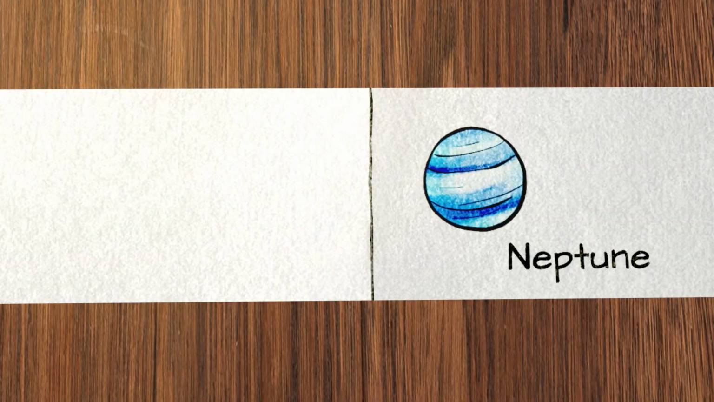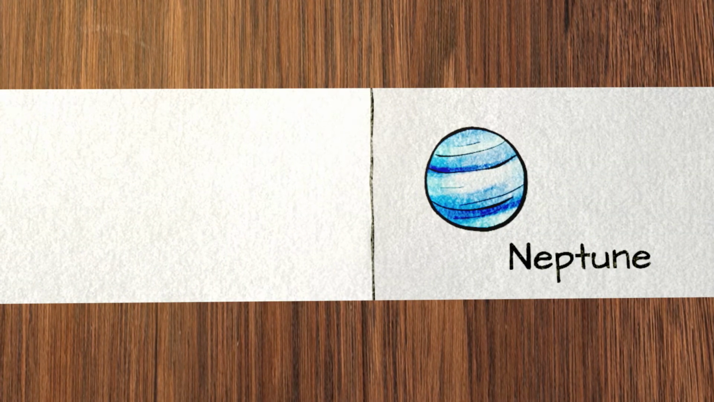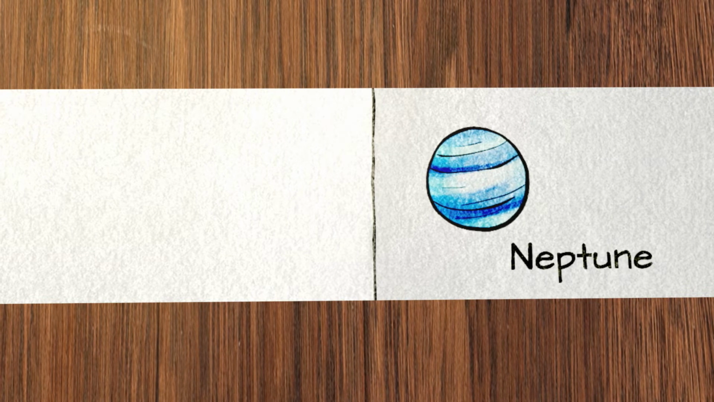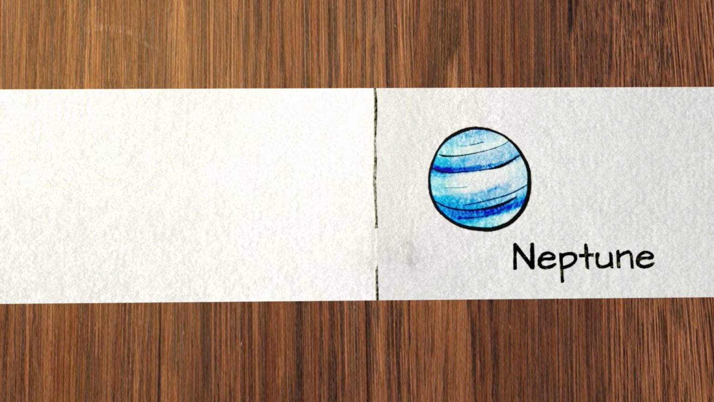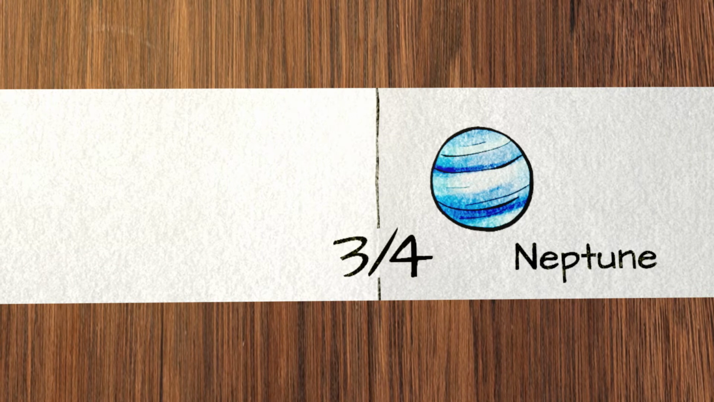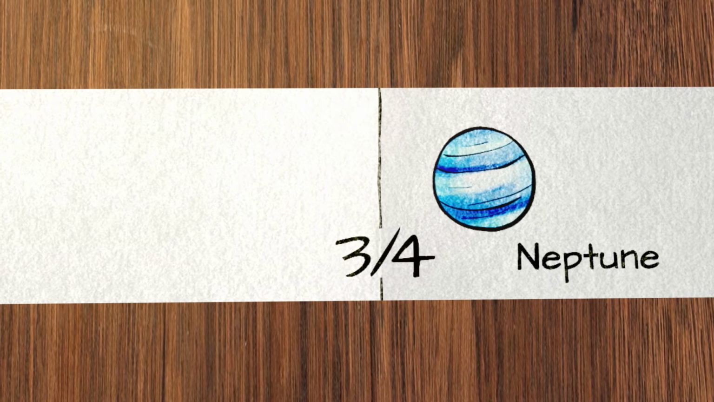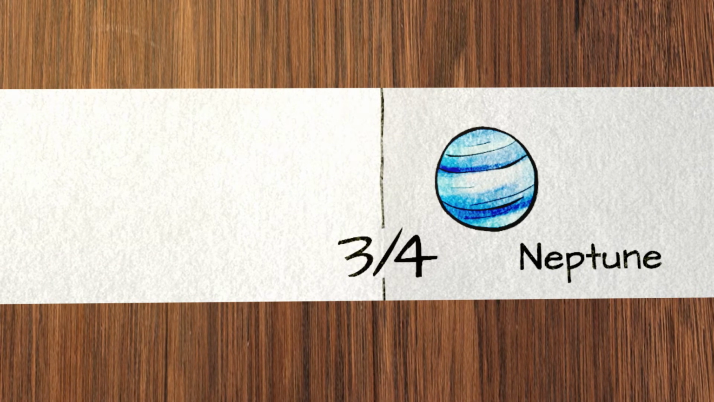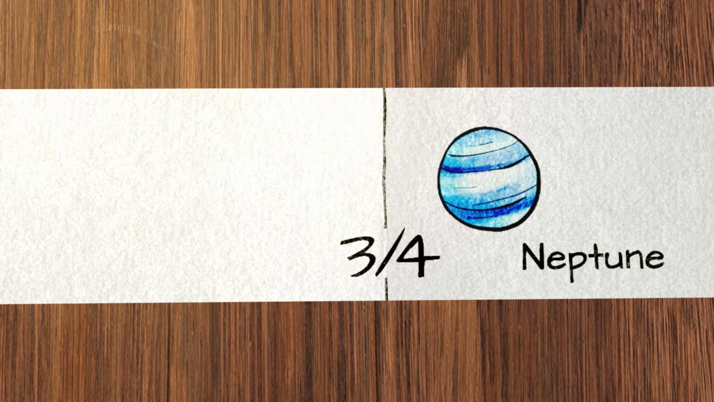And our line for Neptune was the fold that was halfway between Pluto and the Kuiper Belt and Uranus, or at 3/4 the length of our total scroll. Before we move forward, let's take a closer look at how we got 3/4 for Neptune.